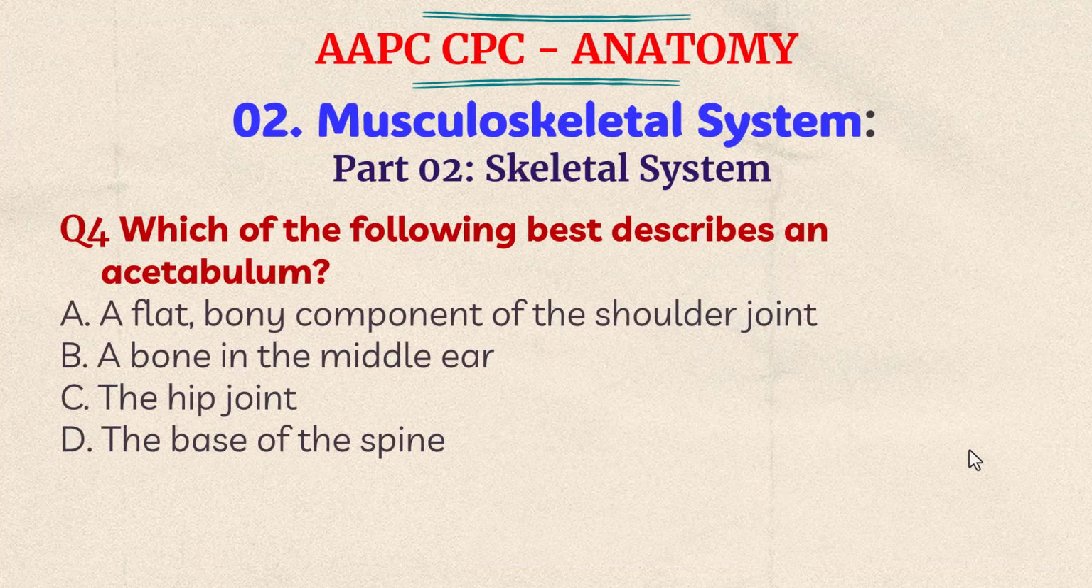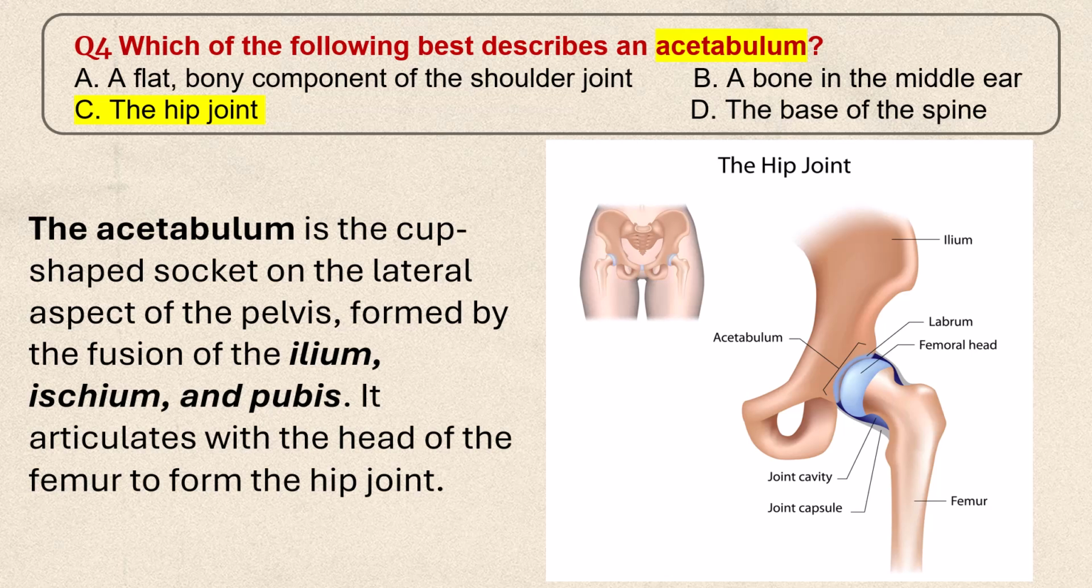Question number 4. Which of the following best describes an acetabulum? A. A flat bony compartment of the shoulder joint, B. A bone in the middle ear, C. The hip joint, D. The base of the spine. Please pause the video and think the answer. The correct answer is, acetabulum is in the hip joint.